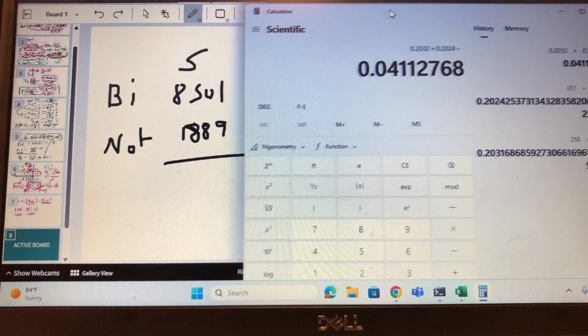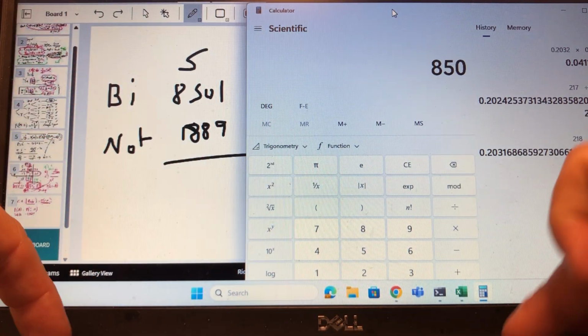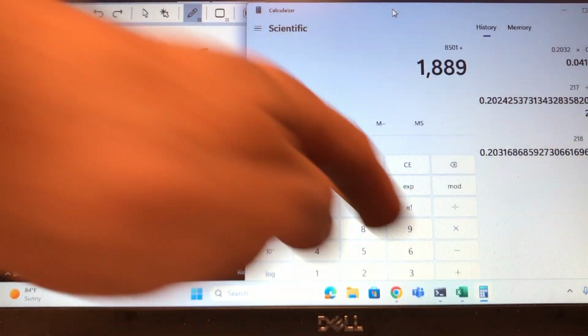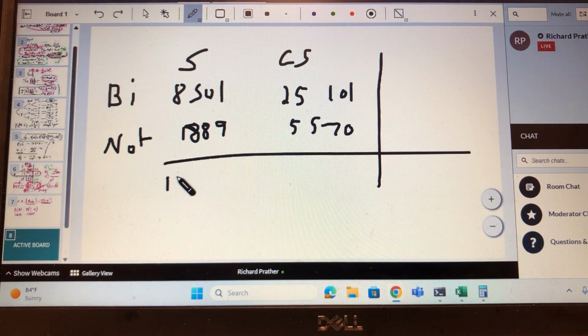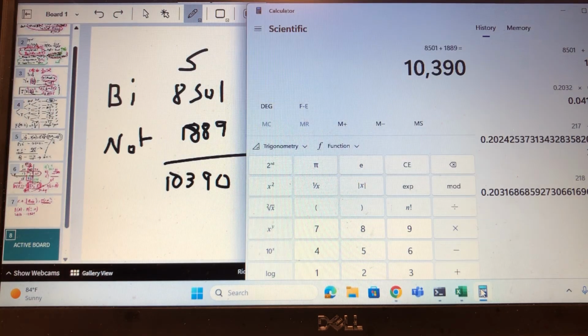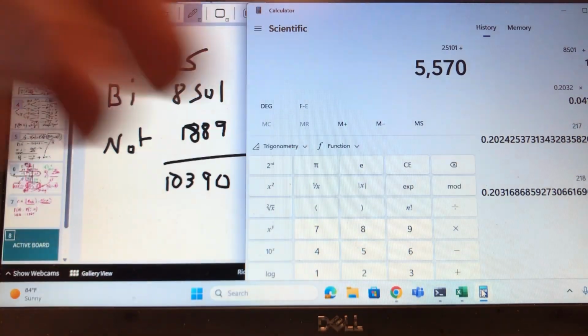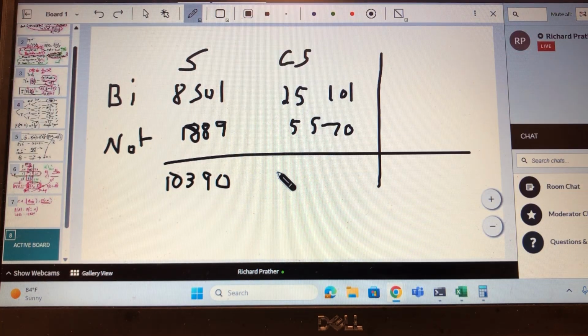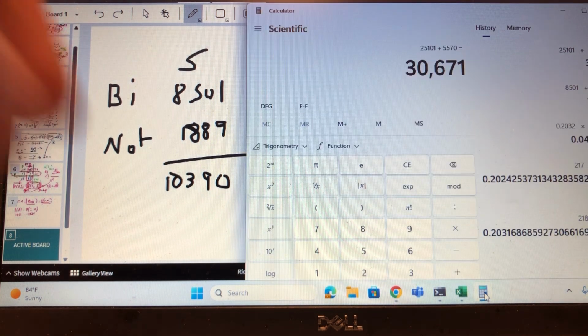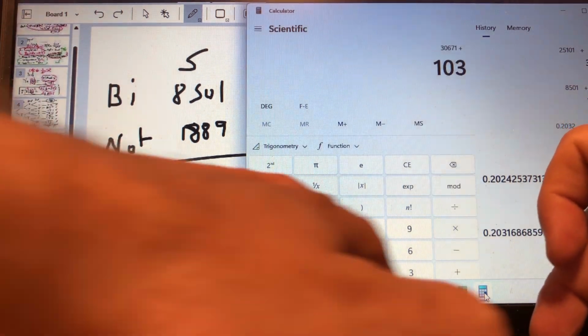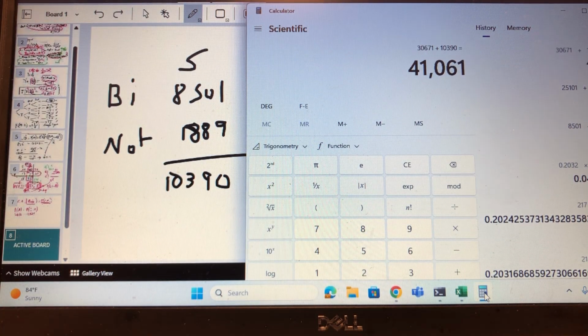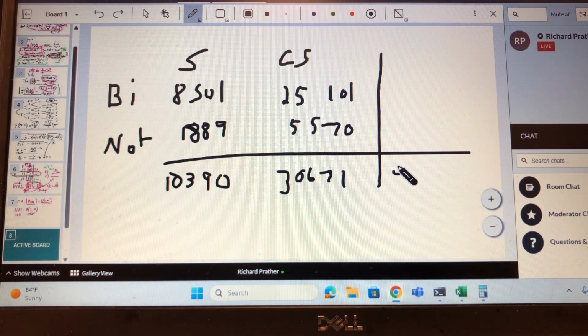Okay, so I'm going to add up every row and every column. 8501 plus 1889 is 10,390. 25,101 plus 5570 is 30,671. Now add the 10,000 to that to get the grand total. The grand total is 41,061.